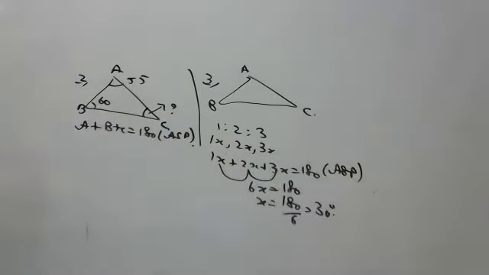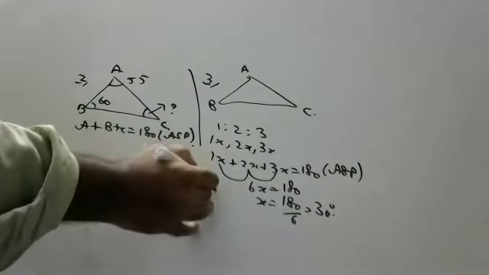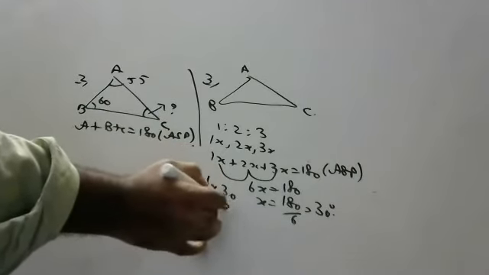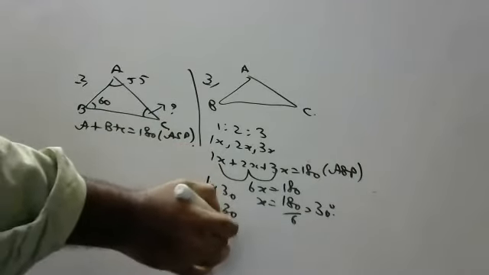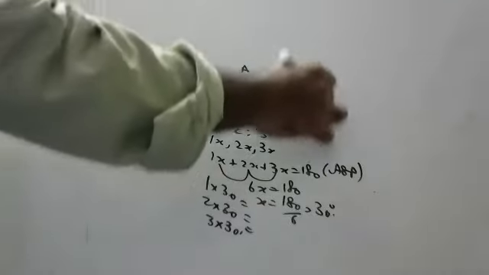Then each angle you should find out, children. How to find out each angle? 1 into 30 is 1x, 2 into 30 is 2x, 3 into 30 is 3x. I hope you can do all these, they are easy sums. That's why I'm not saying it in brief.